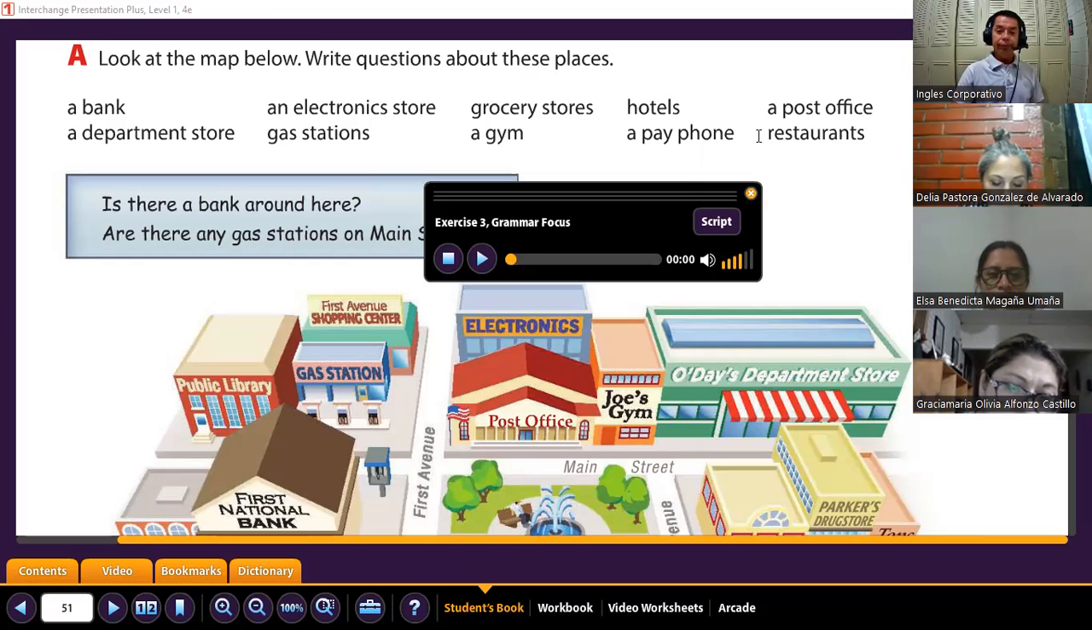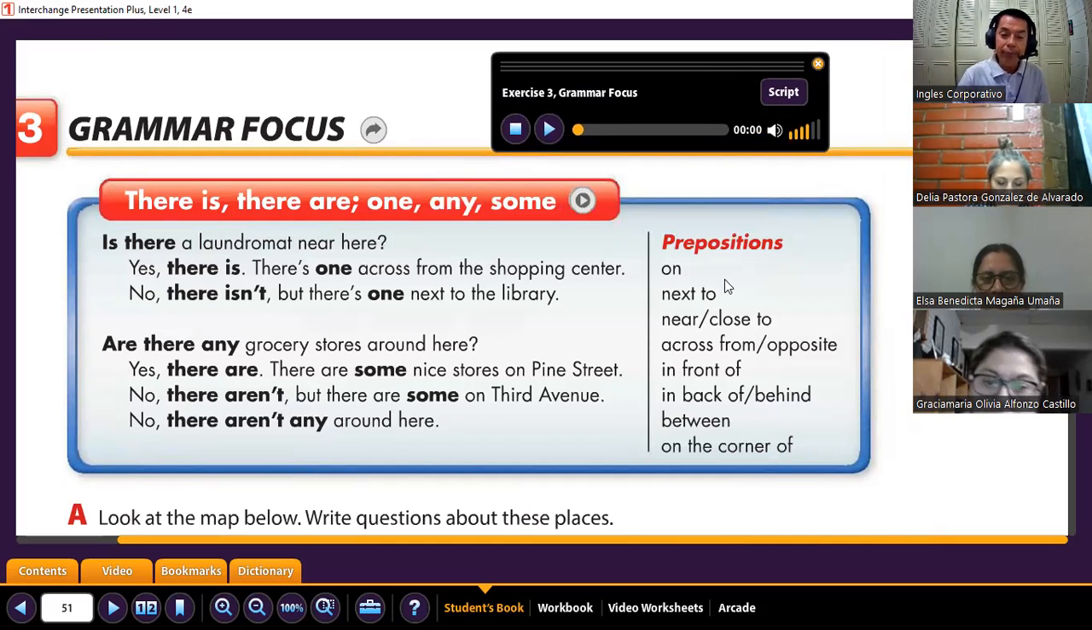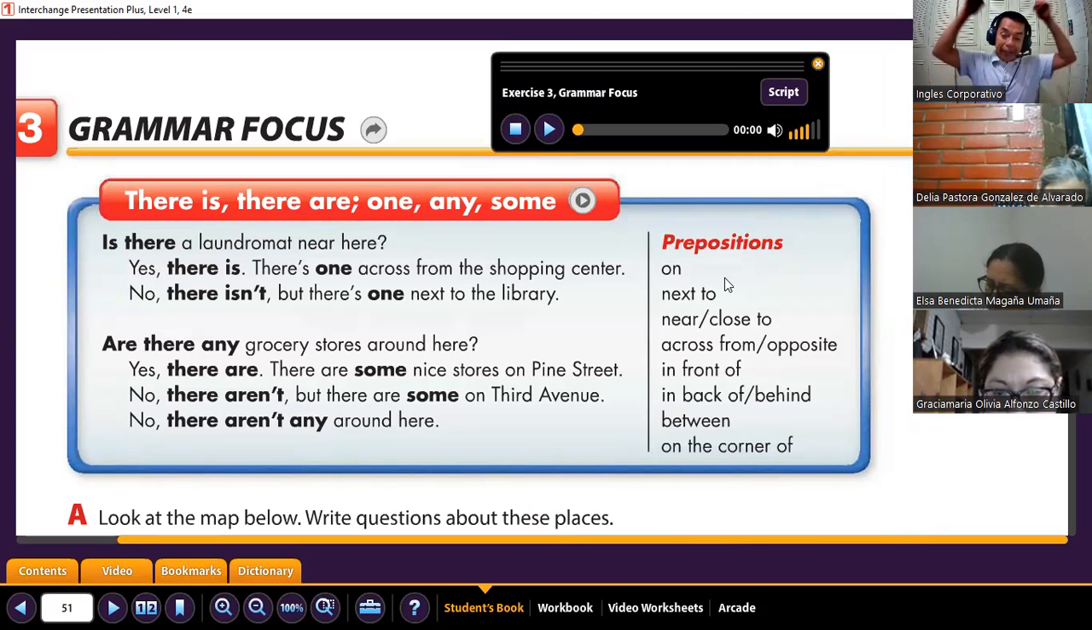Jessica. Is there a post office in this neighborhood? Okay, Jessica Carolina, listen. This part is very difficult because you have to go and look in the map. Look in the map, right? And use this preposition. Vamos a repasarla una vez más para que Jessica Carolina se ubique. On, sobre, right? For example, you say on Pine Street. Está on Pine Street. Next to, a la par de. Near, close to, cerca de. Across from, opposite, in front of, significa cruzando en la calle, está enfrente, right? In back of, or behind, right, is atrás de. Between is en medio, and on the corner of is en la esquina de, right?